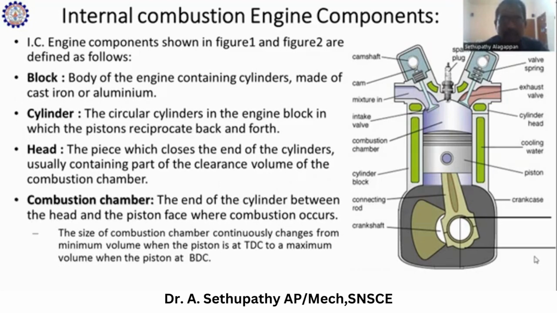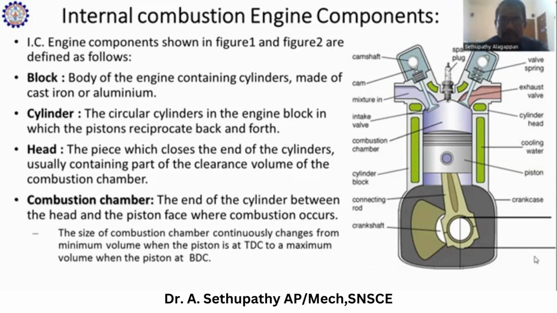So the IC engines have internal combustion and external combustion. For the internal combustion IC engines, what are the parts inside the engines and engine blocks? The IC engine components are shown in the figure. The first one is the block, the body of the engine containing cylinders, made of cast iron or aluminum. So the block is the main part of the engine.